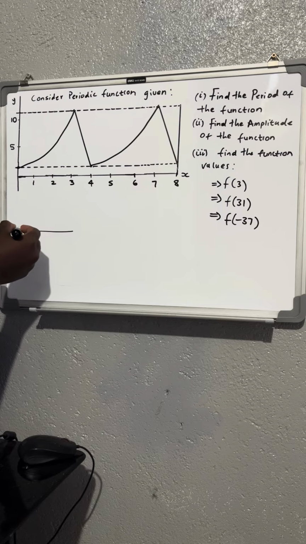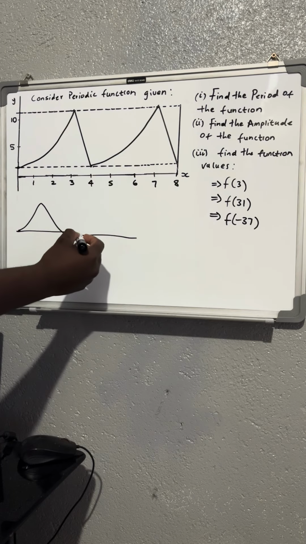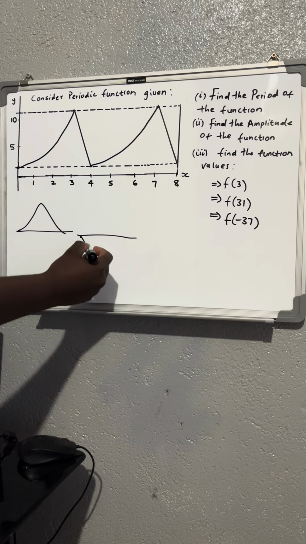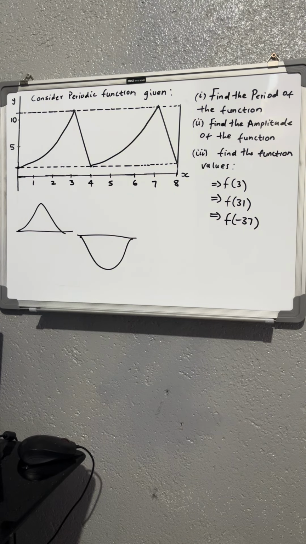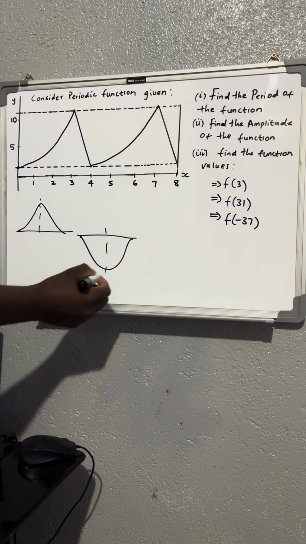We always have a starting point. We can go up, then come down. Or we can have a starting point, go down, then come back up. That's a full cycle, or one cycle. Anything that's in the middle is a half cycle.